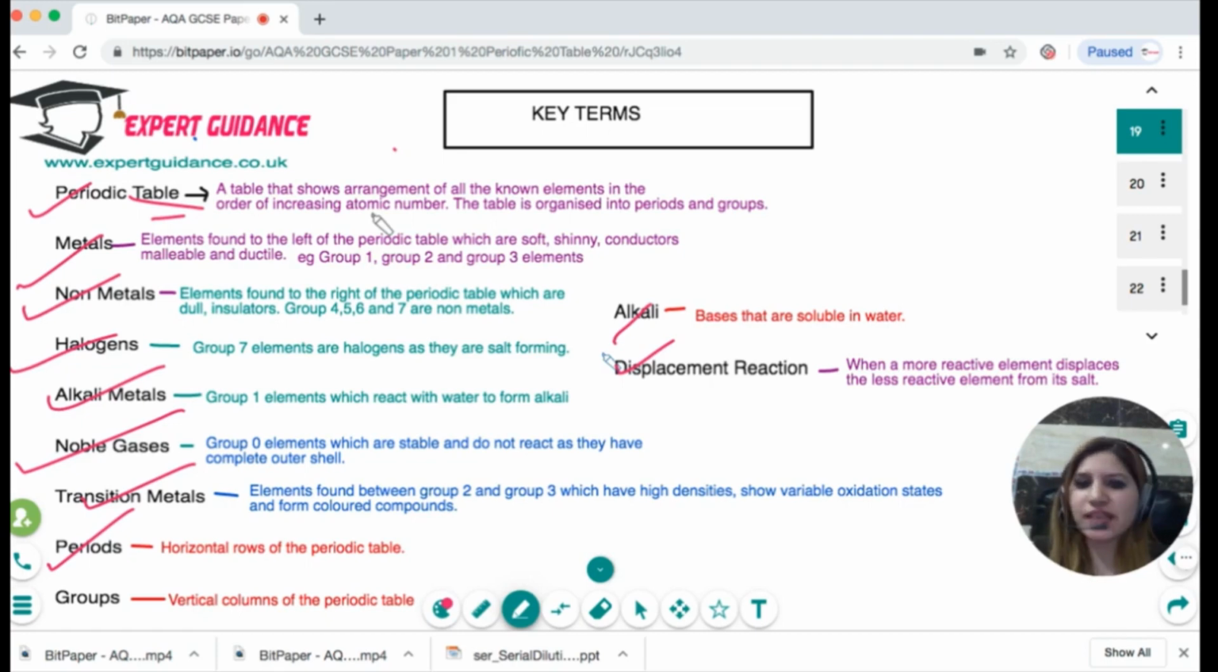Halogens are group 7 elements as they are salt forming. Alkali metals are group 1, which react with water to form alkali. Noble gases are group 0 elements, which are stable and do not react as they have a complete outer shell. Transition metals are the elements found between group 2 and group 3, which have high density, show variable oxidation states, and form colored compounds. Periods are the horizontal rows of the periodic table. Groups are the vertical columns of the periodic table. Alkalis are the bases that are soluble in water, and a displacement reaction is when a more reactive element displaces the less reactive element from its salt solution. Okay, so all these key points are clear to you.